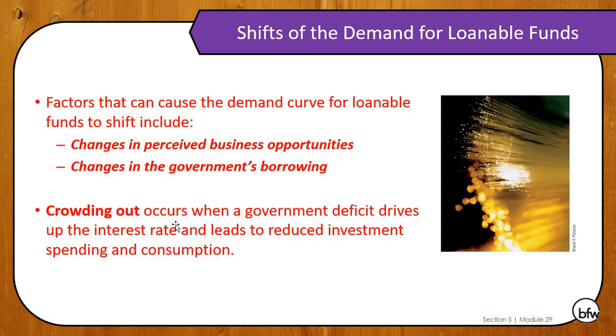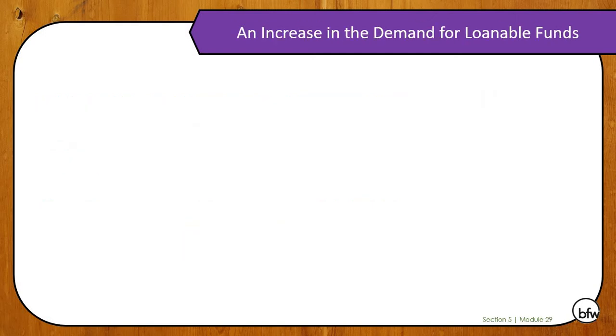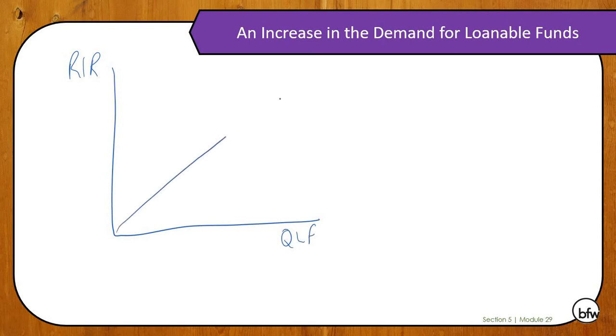Now, there is a concept called crowding out, which occurs when a government deficit drives up the interest rate and leads to reduced investment spending and consumption. So let me draw that for you here on this page. You do not have to draw this in your notes unless you really want to, but you do need to know what this is and what this looks like. All right, so let's say that we are in equilibrium here.